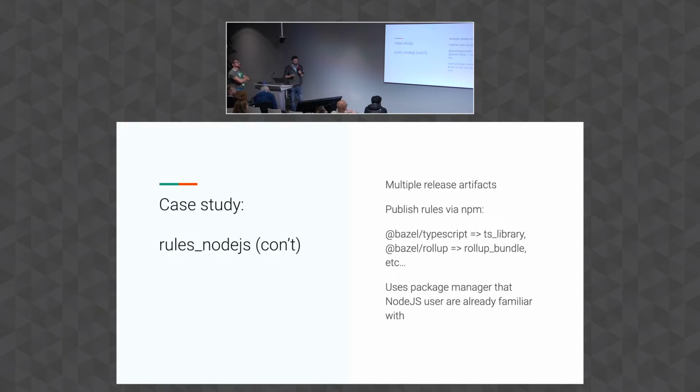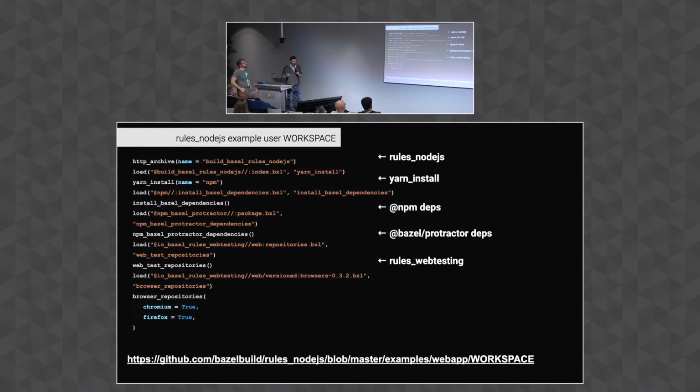We actually do release multiple release artifacts, I should mention. We hijacked NPM; we publish some of our rules via NPM. So if you want to get ts_library, you would actually download the Bazel TypeScript NPM package. This means that users can use the package manager that they already know, namely NPM and Yarn, to get the rules that they want. So the result of this is what a user would see in their workspace.